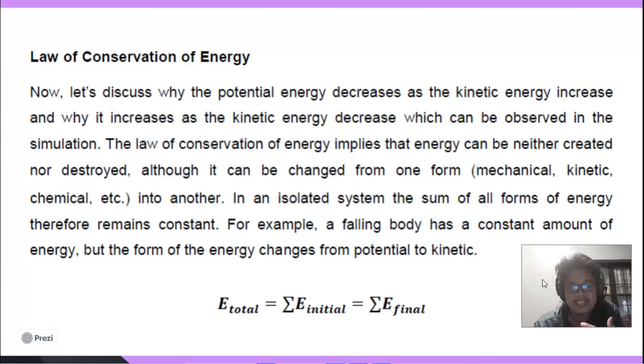It is because the potential energy from a certain height is being accumulated into kinetic energy, thus it is being manifested into a velocity of falling or the rate of falling. So that is what happens. And thus the total energy is equal to the summation of initial energy, which is also equal to the summation of final energy. So the total energy is always constant.